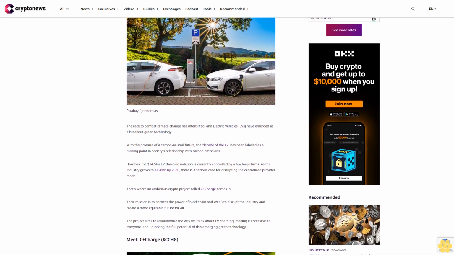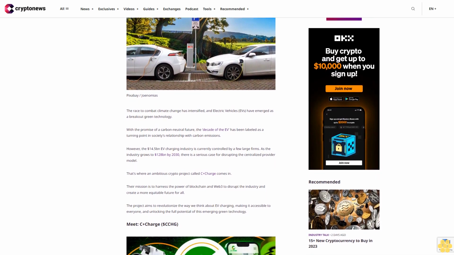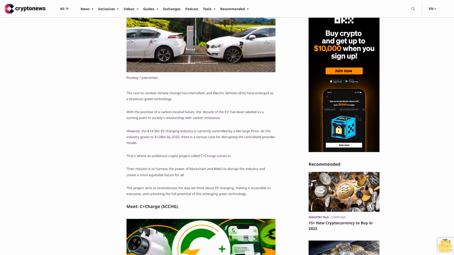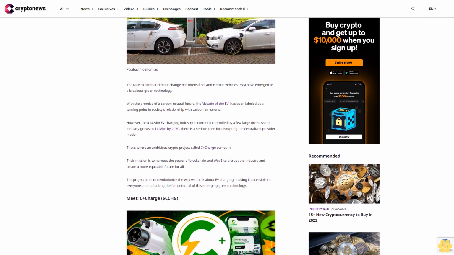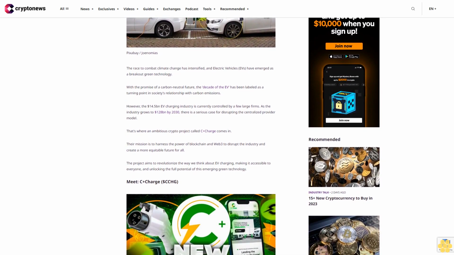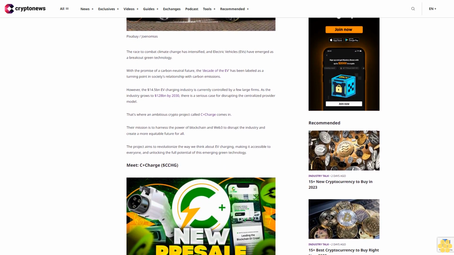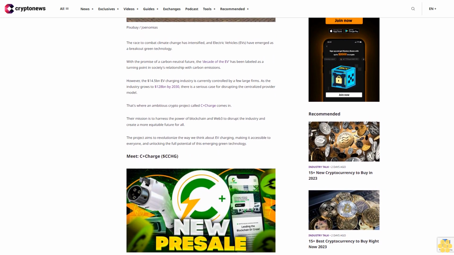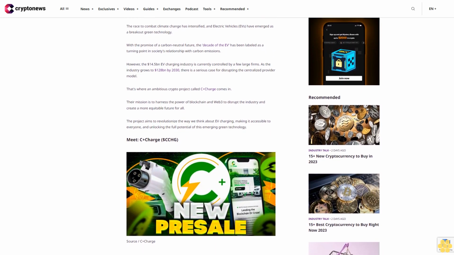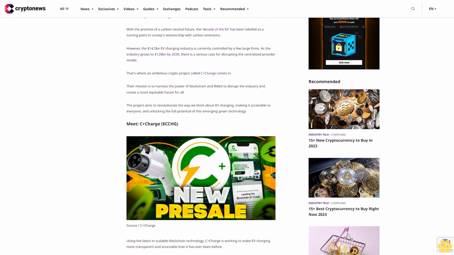However, the $14.5 billion EV charging industry is currently controlled by a few large firms. As the industry grows to $128 billion by 2030, there is a serious case for disrupting the centralized provider model. That's where an ambitious crypto project called C+Charge comes in. Their mission is to harness the power of blockchain and Web3 to disrupt the industry and create a more equitable future for all. The project aims to revolutionize the way we think about EV charging, making it accessible to everyone, and unlocking the full potential of this emerging green technology.